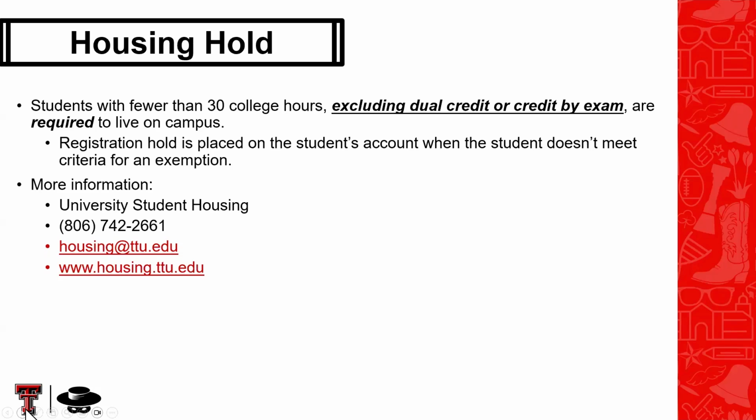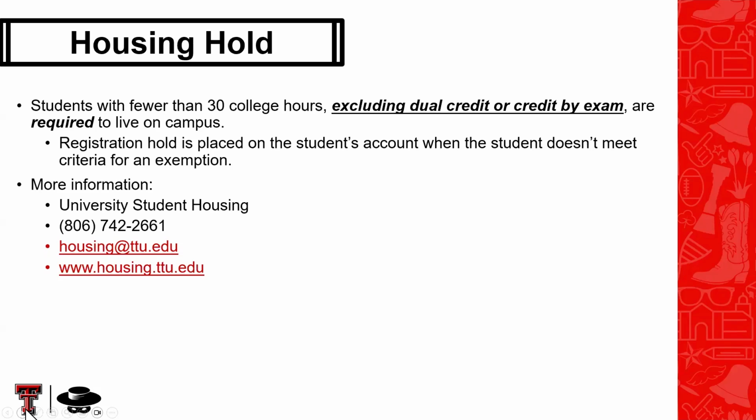Students with fewer than 30 college hours, this does not include dual credit or credit by exam, are required to live on campus. So make sure that if you have 30 or fewer post-high school hours, you make plans to live on campus.